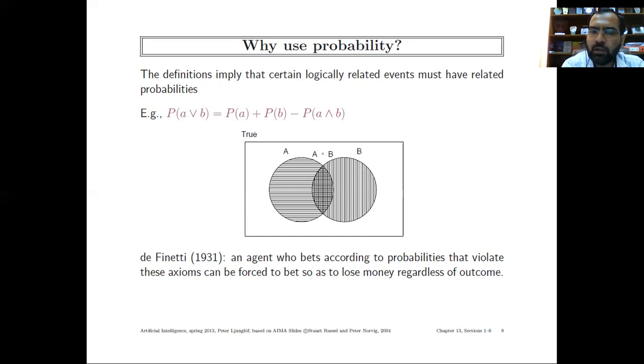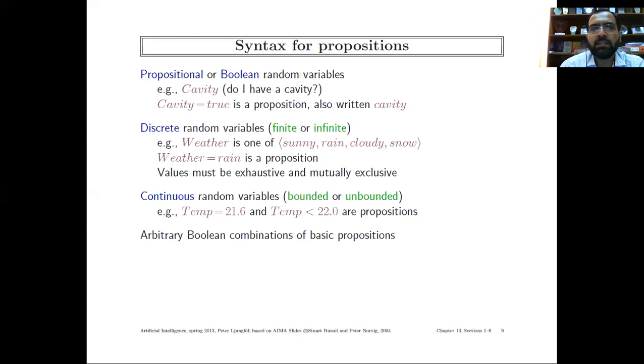An agent who bets according to probabilities that violate these axioms can be forced to bet so as to lose money regardless of outcome. So obviously, if you do not follow these rules and you go for a bet, you are a fool, because you are not interested in the outcome; you are just there to lose money. So we have to think about the problems we are dealing with, and then we can compute all those possibilities. We can also compute the probabilities and the uncertainty, and those probability values help us make decisions in the right way. It is up to you how we represent the knowledge and how we use it.